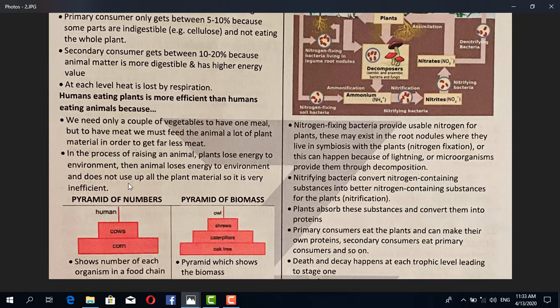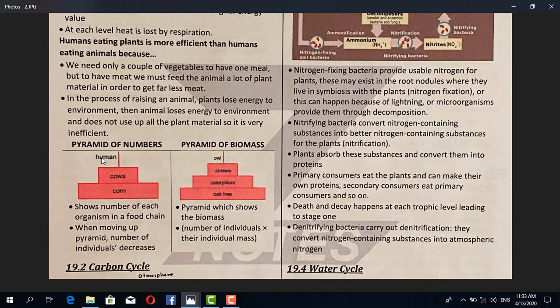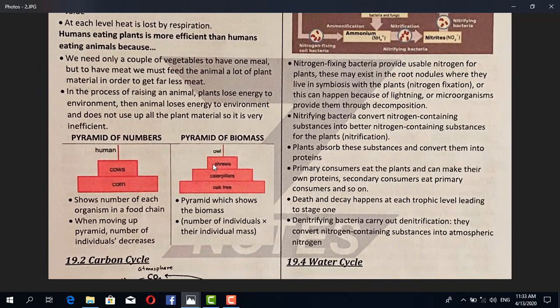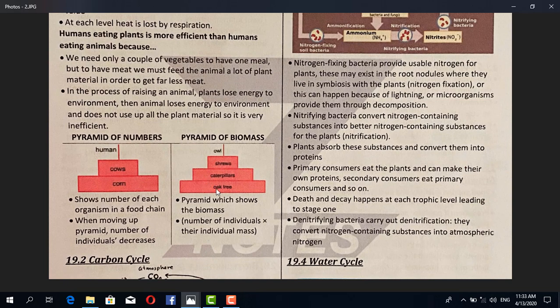Here we've got the pyramid of numbers and the pyramid of biomass. For an example, here we've got the human at the top, then cows, and the cows are eating the corn. As for the pyramid of biomass, for an example, an owl feeds on a shrew, the shrew feeds on a caterpillar, the caterpillar feeds on the oak tree.